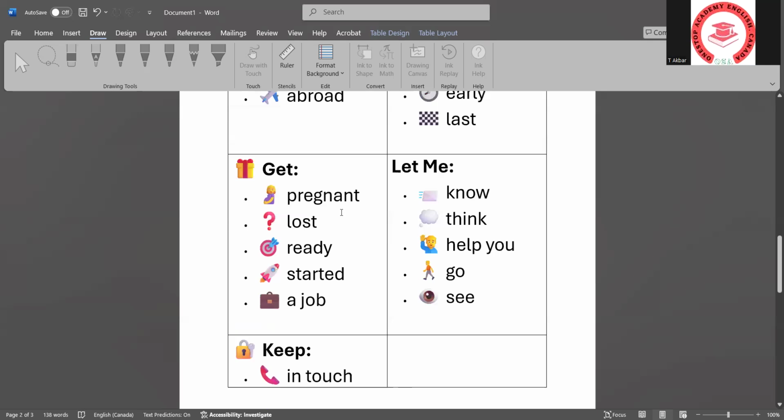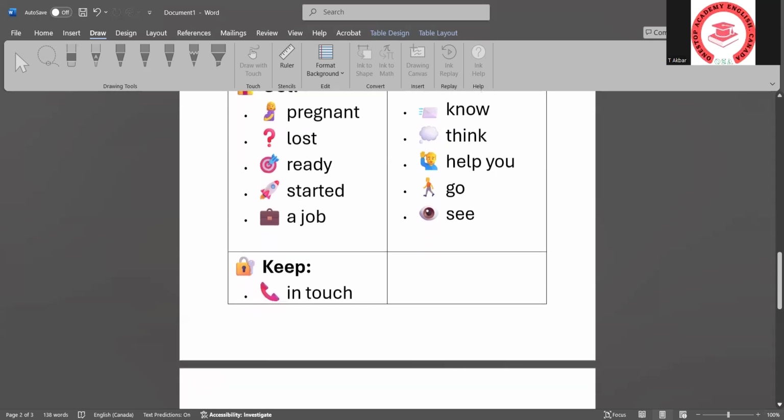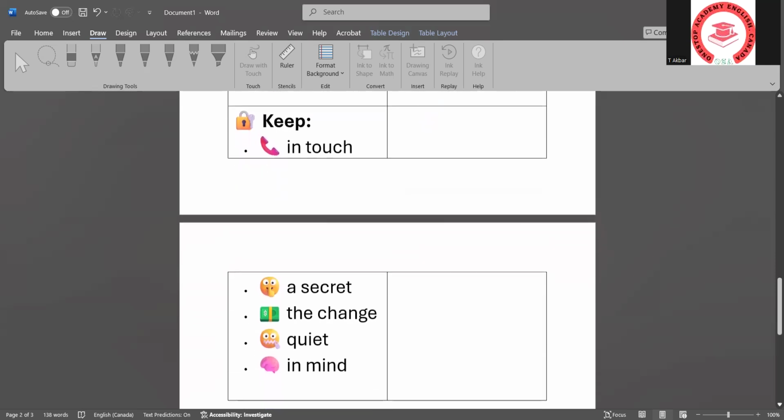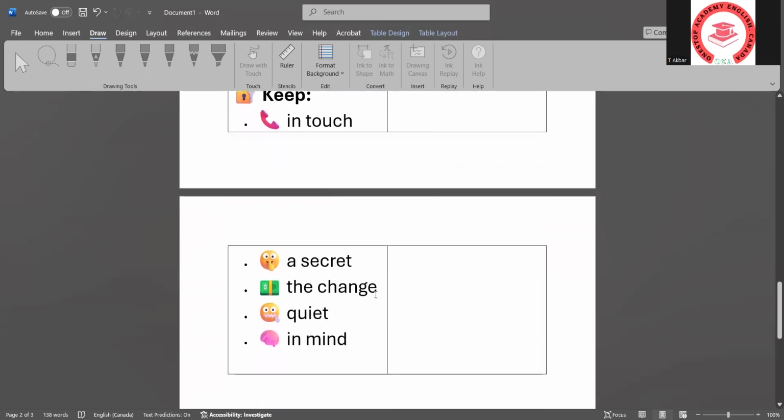Get pregnant, get lost, get ready, get started, get a job. Let me know, let me think, let me help you, let me go, let me see. Keep in touch, keep a secret, keep the change, keep quiet, keep in mind.